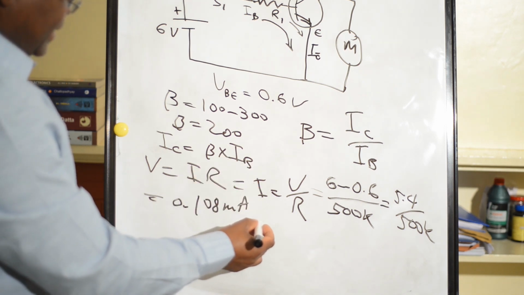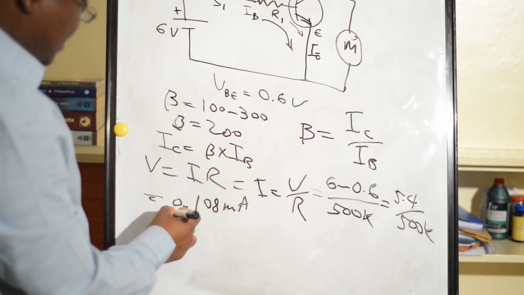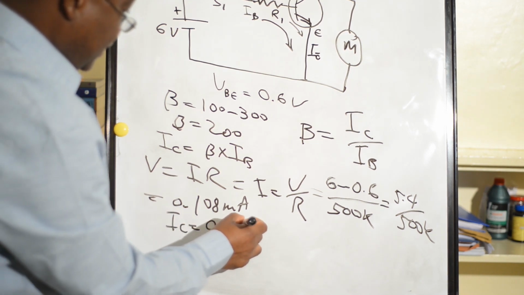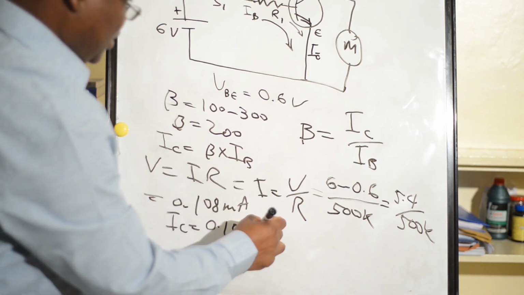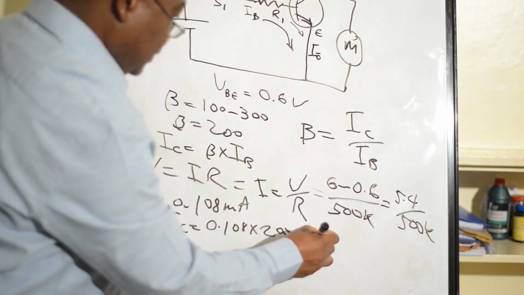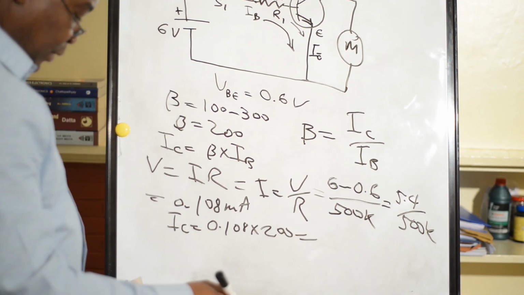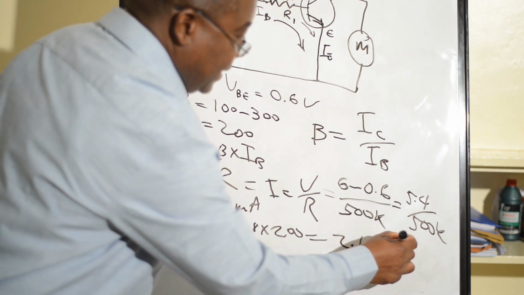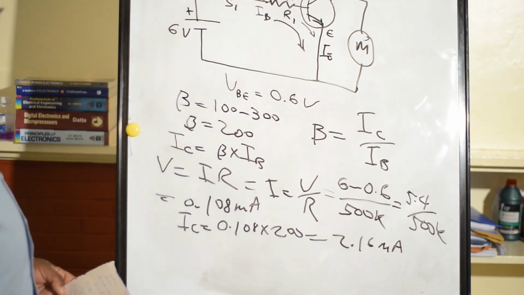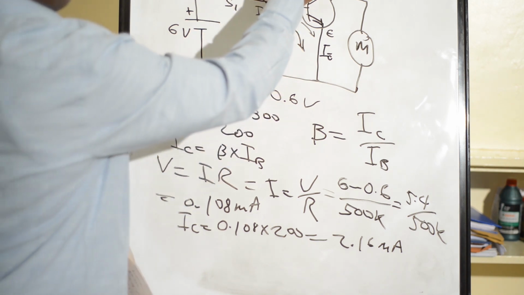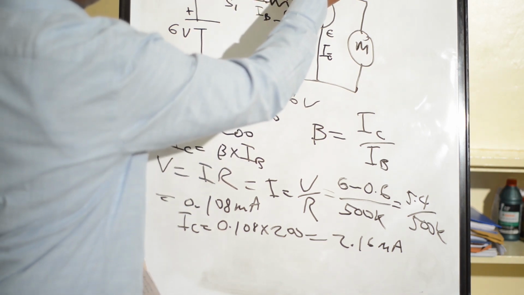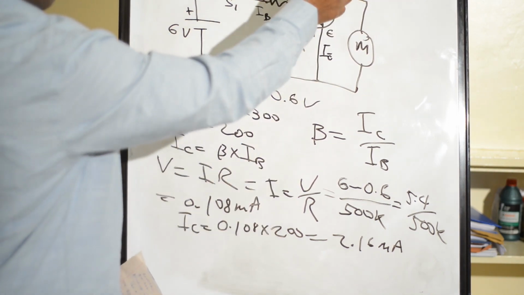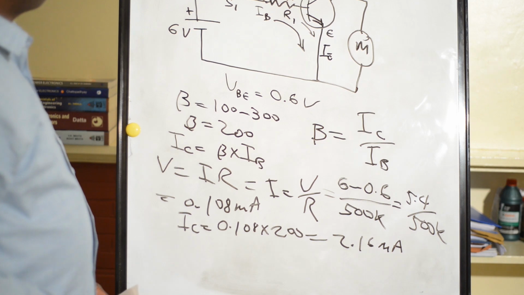So to know our IC, it will be equal to 0.108 milliampere times beta, which is 200. Then we have our IC of 2.16 milliampere. So our IC here is 2.16 milliamps. This is the IC current.